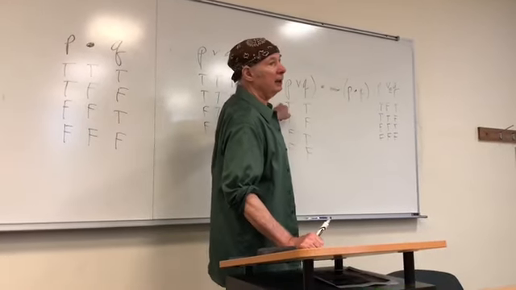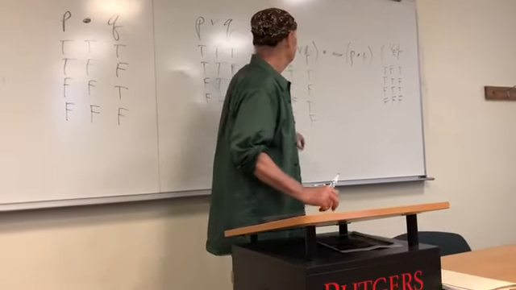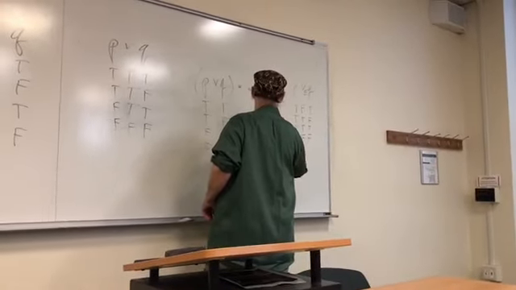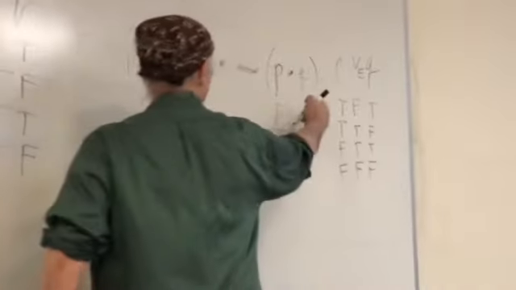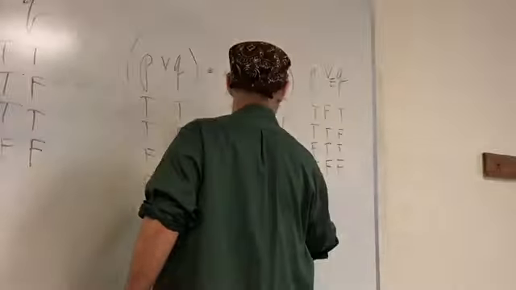Wherever you see P, you repeat that column. So here it is again. So that's T, T, F, F. And Q, here it is again. So that's T, F, T, F.